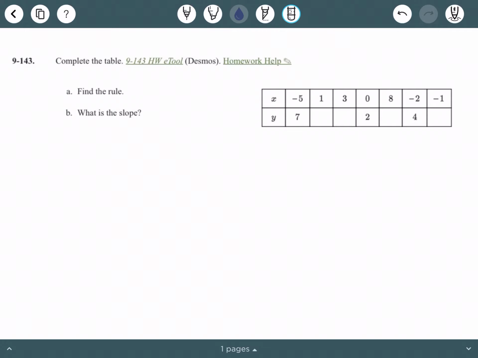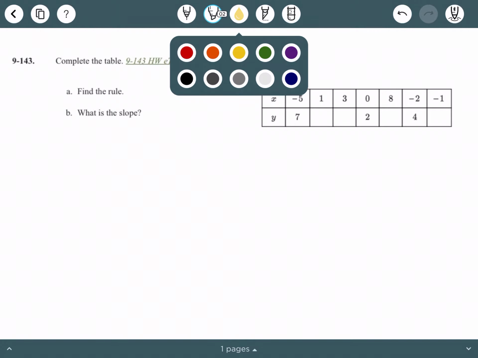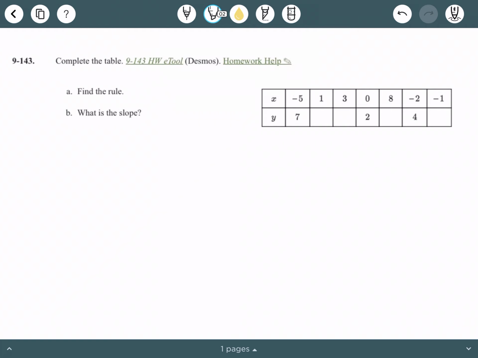143, we are just completing the table, finding the rule, and then finding the slope. So what we want to do first is, if we look at this table, it looks like we don't have any consecutive pairs. I have my input 0, output 2. And then my closest to that is -2 and 4. So I don't have my -1 and I don't have my +1. So let's take a look at these two pairs that we have here.